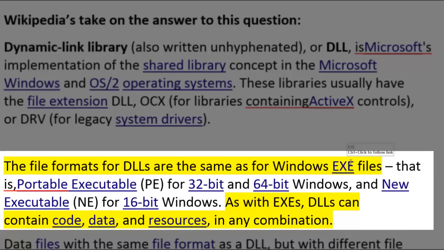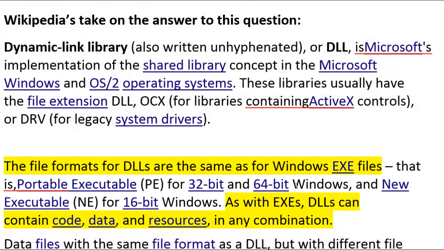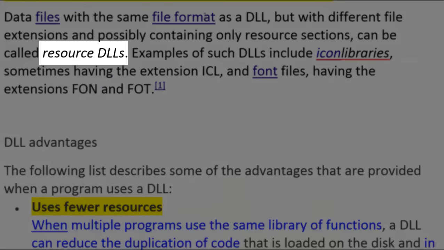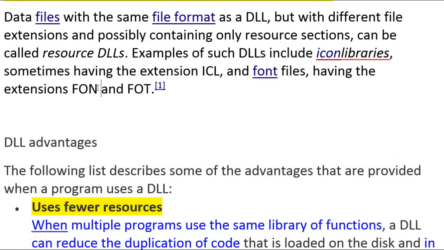Now one of the differences is you can't, from the command line, double click or execute a DLL. DLLs are executed within the process. DLLs are executables in many cases, but they're not executable except within the process. As with EXEs, DLLs can contain code, data, and resources in any combination. There are certain data files with the same format as a DLL, and they are called resource DLLs. For example, fonts and icons may have an extension of FON or FOT, and they provide the resources that the process needs.